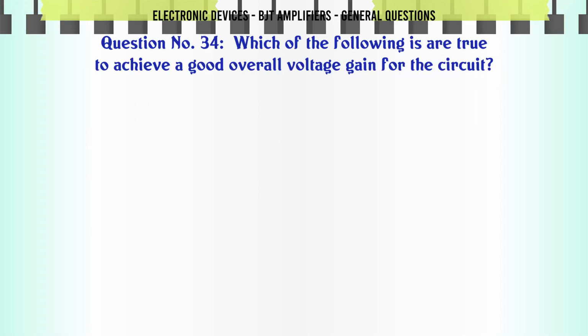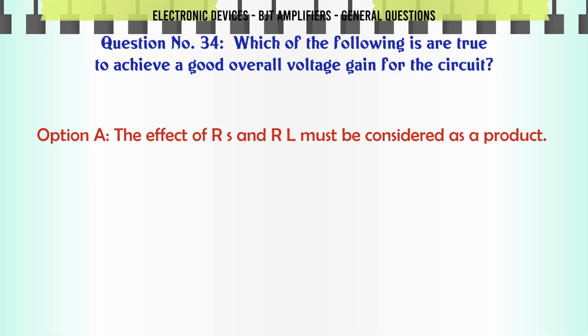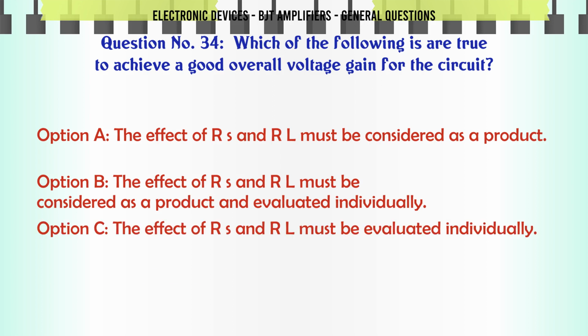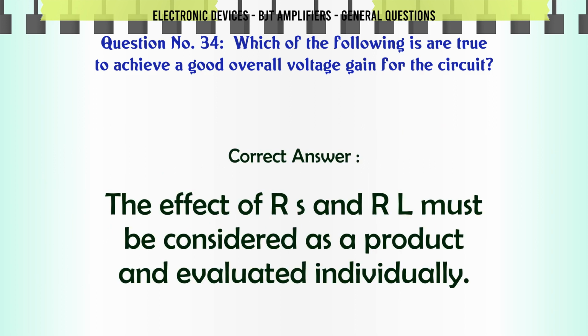Which of the following are true to achieve a good overall voltage gain for the circuit? A. The effect of Rs and RL must be considered as a product. B. The effect of Rs and RL must be considered as a product and evaluated individually. C. The effect of Rs and RL must be evaluated individually. D. None of the above. The correct answer is the effect of Rs and RL must be considered as a product and evaluated individually.